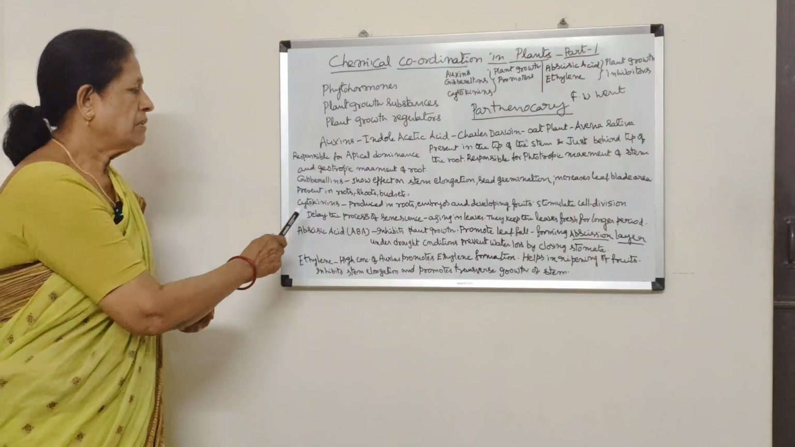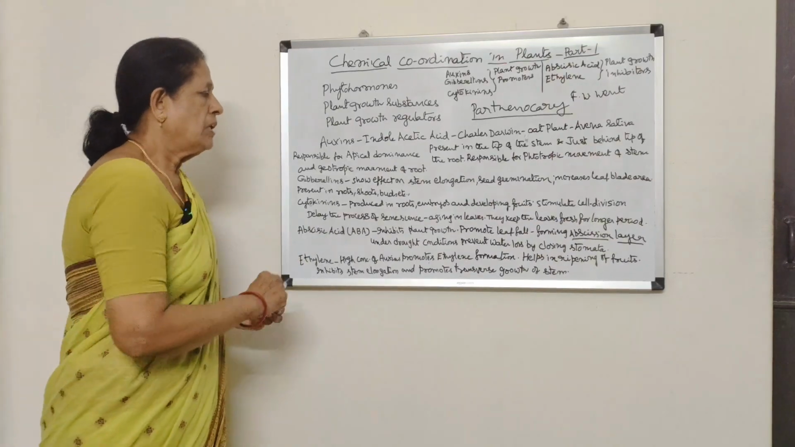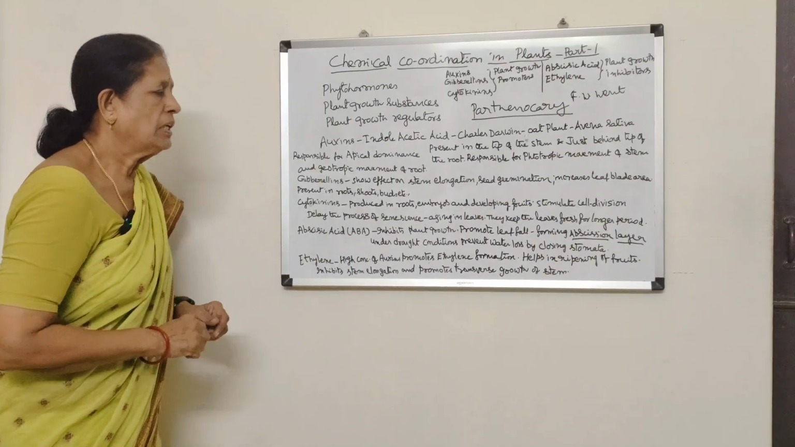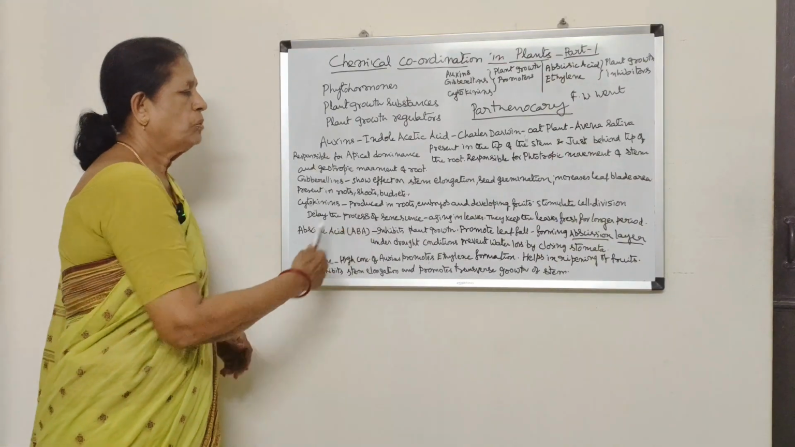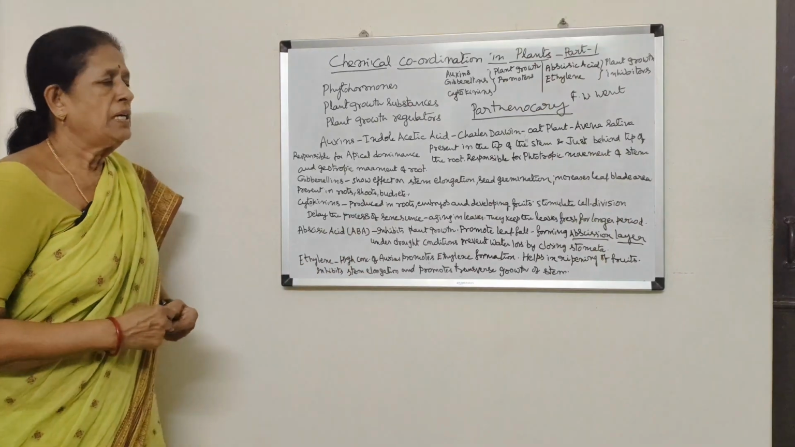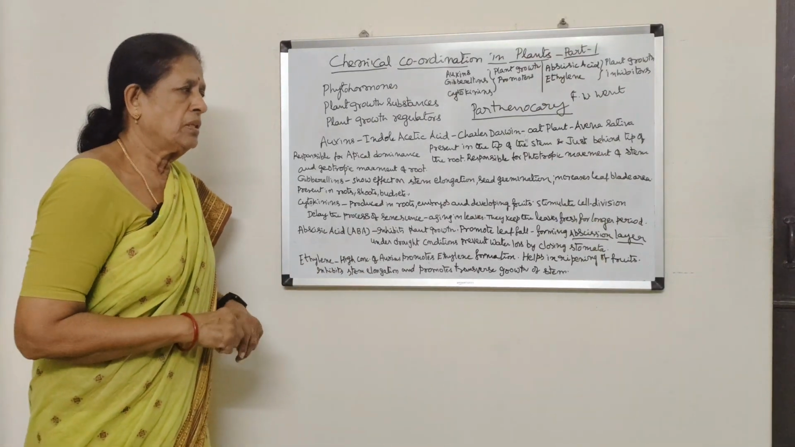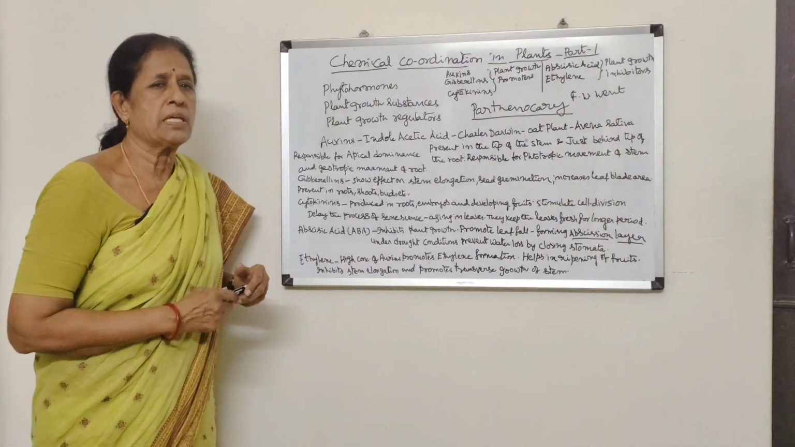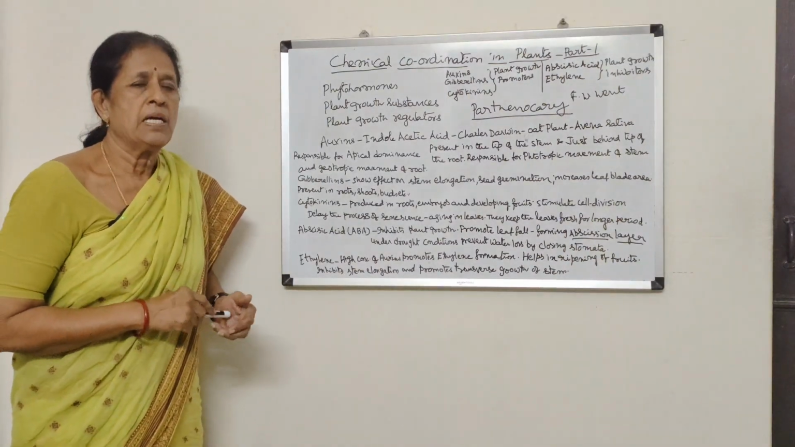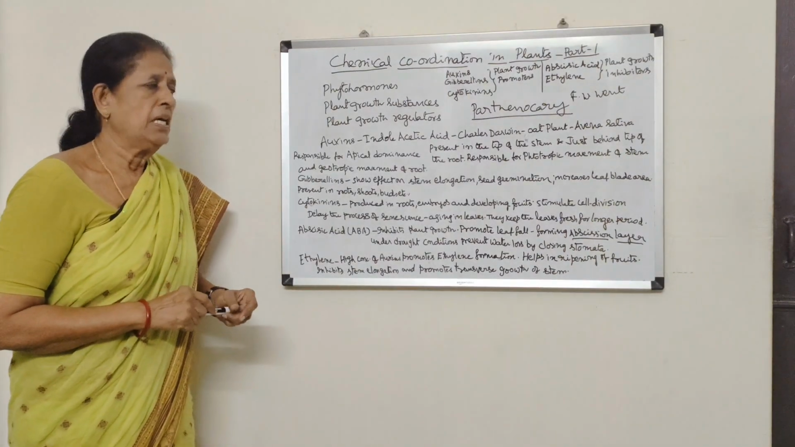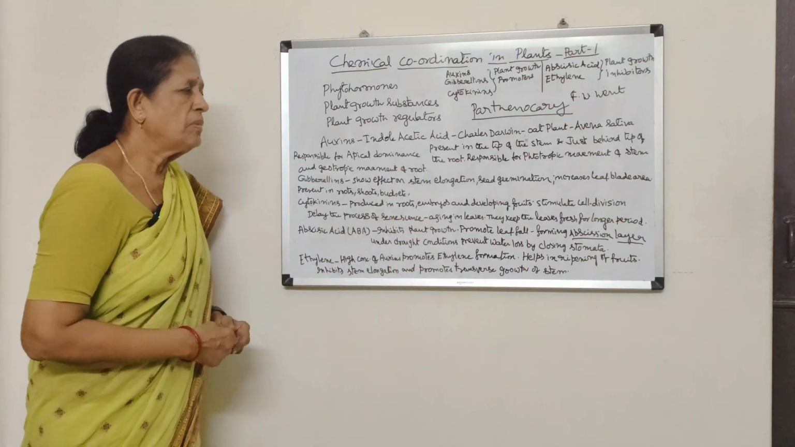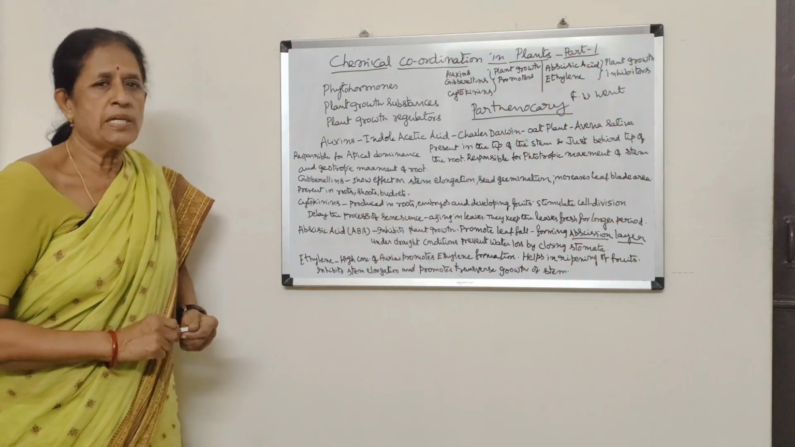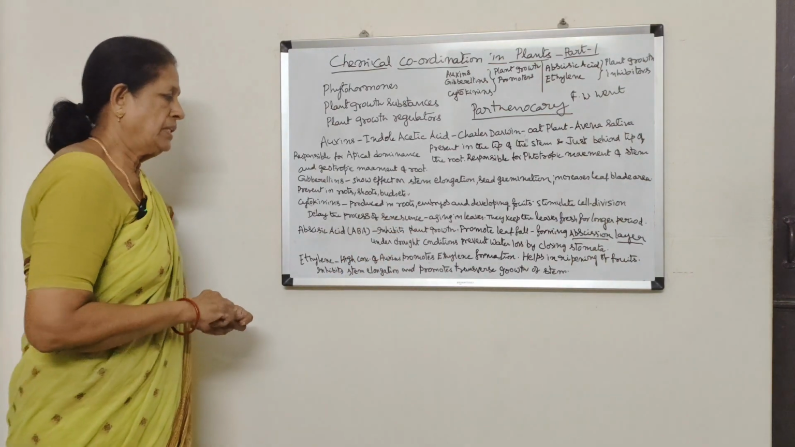And another one is cytokinins. So what are cytokinins? Cytokinins are actually produced in the roots, embryos, and developing fruits. As the name suggests, cytokinin: cyto means cell, kinesis means division. So cytokinins stimulate cell division. Stimulate means promote cell division.